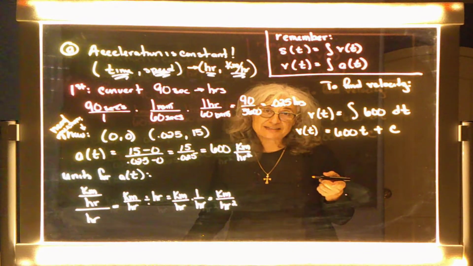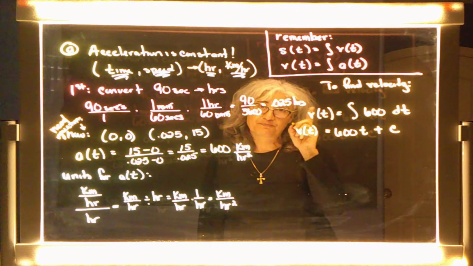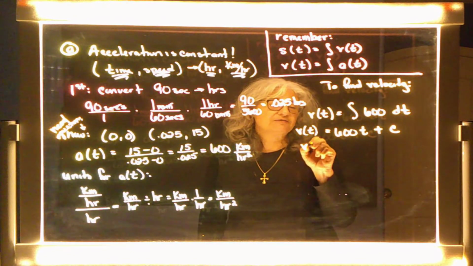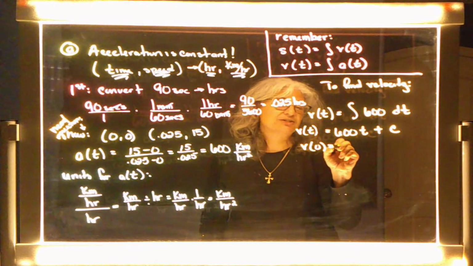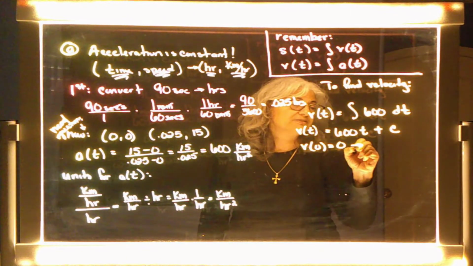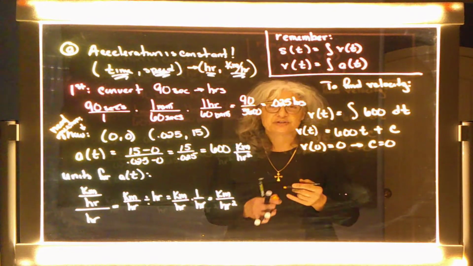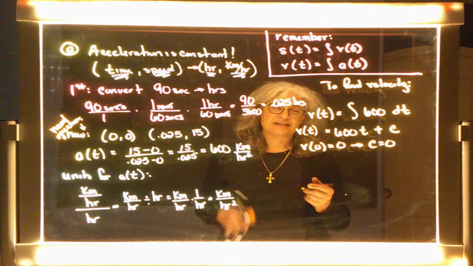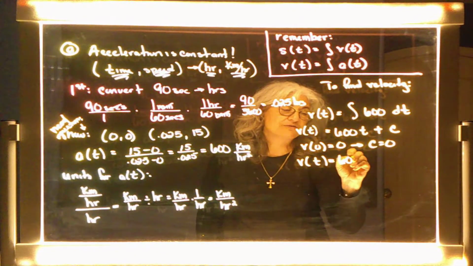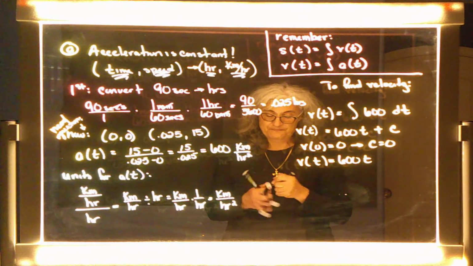I need to find out what that constant c is. Well, think about it. At time being 0, the velocity, or how fast the guy is going, at time 0 is 0, isn't it? Which implies your constant is going to be a 0, correct? Yeah. So that means my velocity function is 600t.